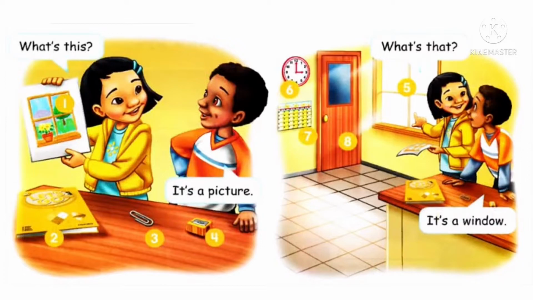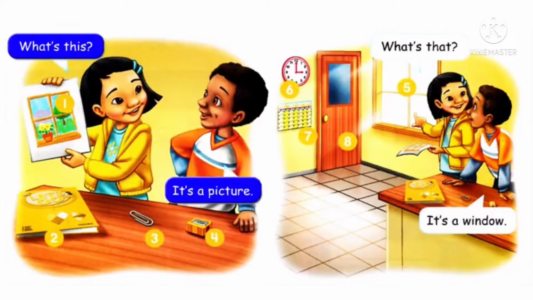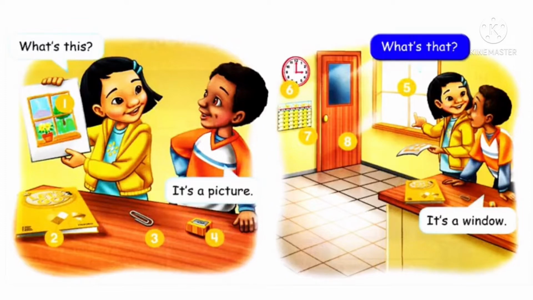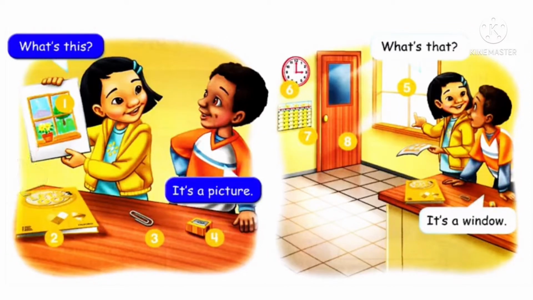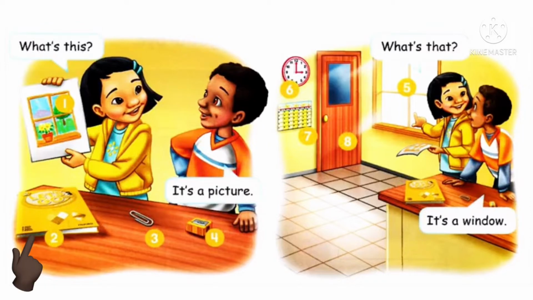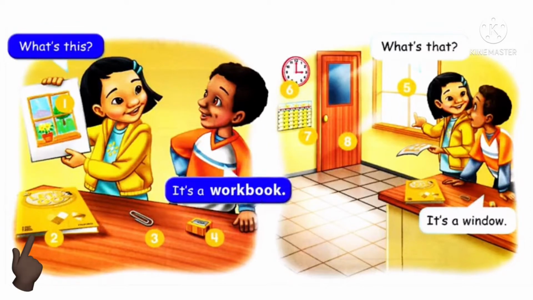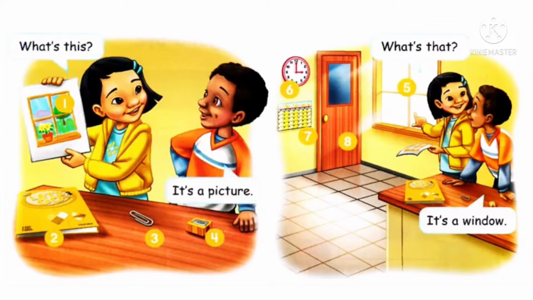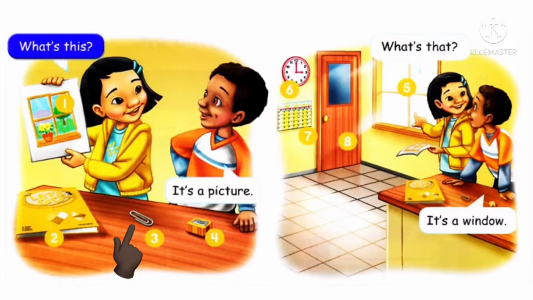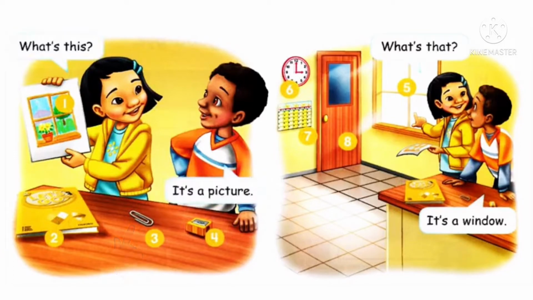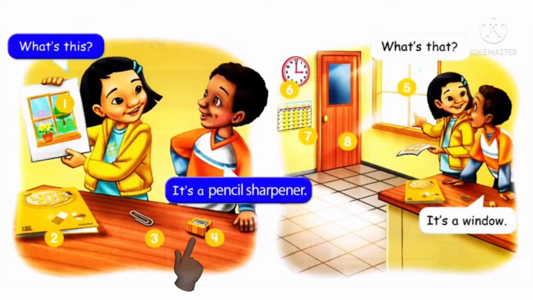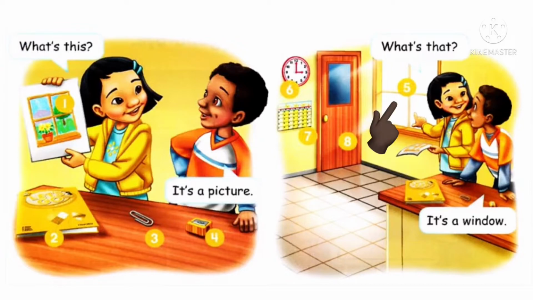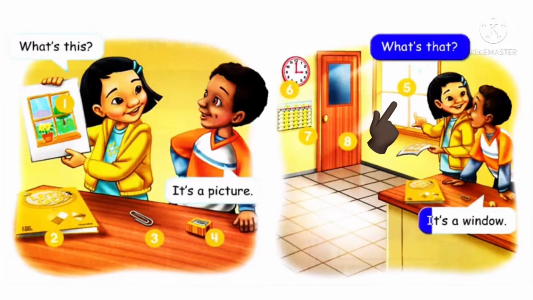Ask and answer. What's this? It's a picture. What's that? It's a window. Number one. What's this? It's a picture. Number two. What's this? It's a workbook. Number three. What's this? It's a paperclip. Number four. What's this? It's a pencil sharpener. Number five. What's that? It's a window.